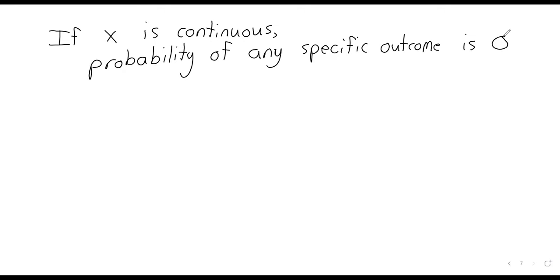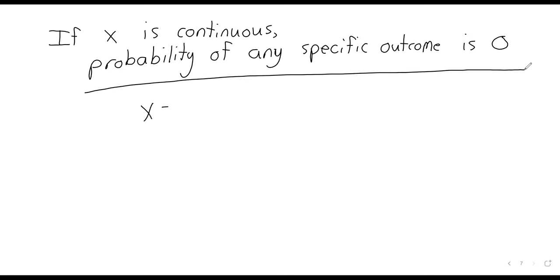Probably, where that's not an intentional pun, we think that if something has a probability of 0, it can't happen. But I mean, let's let X be the time that this lecture takes.